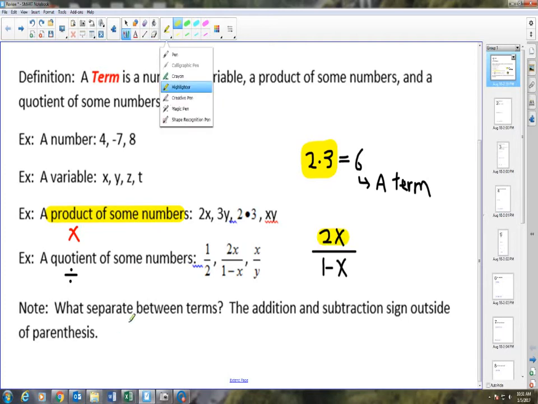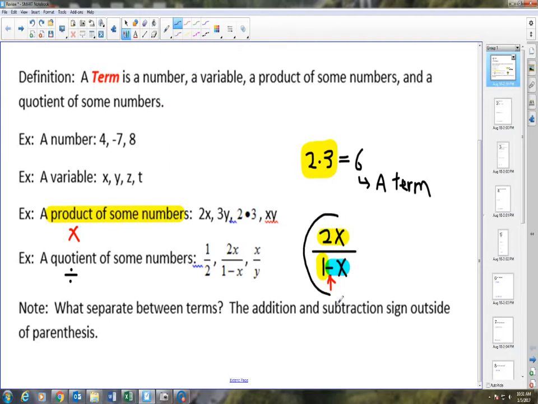So what separates terms is the addition and subtraction signs outside the parentheses. That is what we use to separate between terms. So the denominator here has a 1 minus x. The subtraction sign here actually separates my denominator into two terms. I have a 1 and a negative x. But again, this expression itself at the beginning is only one term. If we look into the expression, the numerator is 1 term, the denominator is 2 terms.